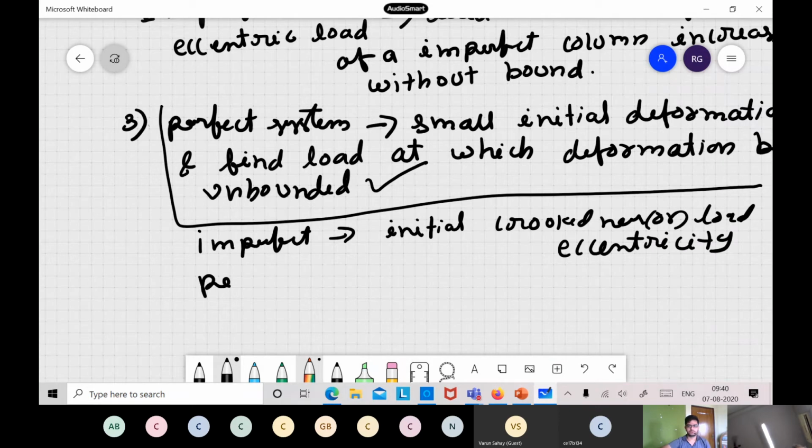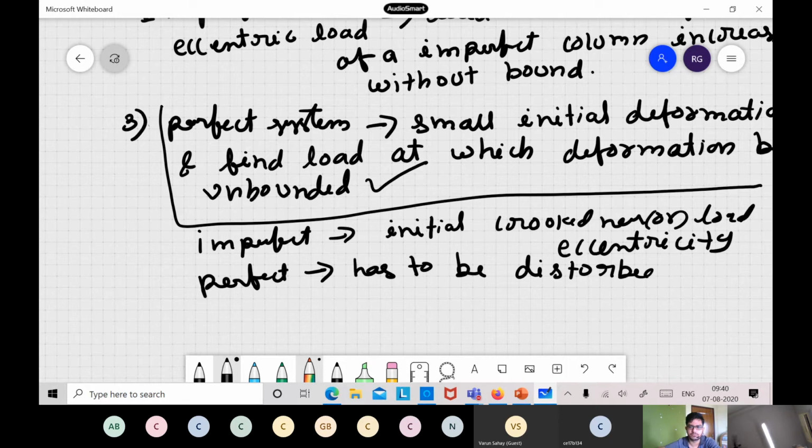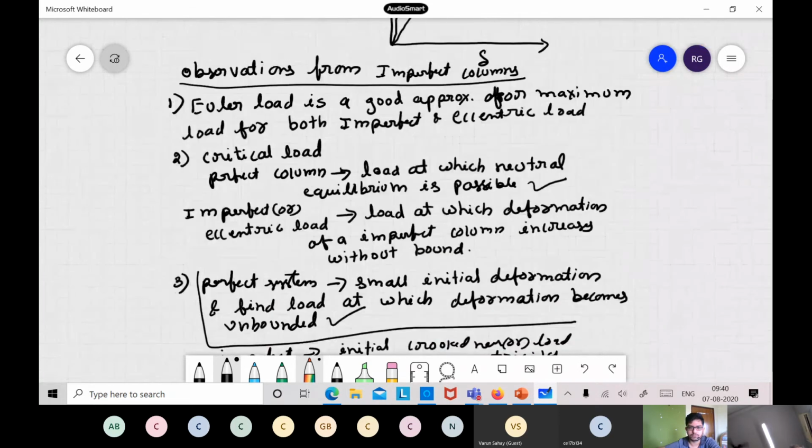Suppose you have a perfect column, so how to do this? You have to give some disturbance. You disturb it, some small amount, and then you check whether it becomes unbounded or not. That way also you can derive Euler's buckling load. So these are the very important observations which you have made. The first thing is, Euler's load is a very good approximation for the upper bound, a maximum bound, for imperfect and eccentric loading.